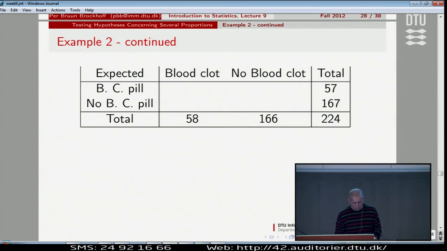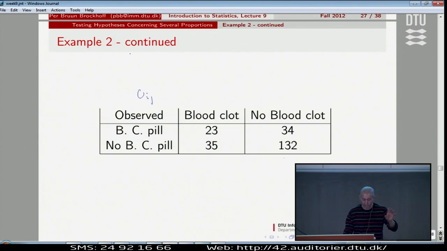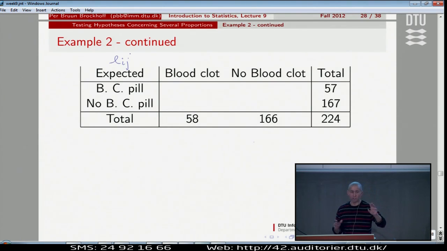Then I need to compute the expected values. That is, I need to compute the E_ij to find the difference between the hypothesis and the data. This is the data. Here I'm going to compute sort of hypothesis-enforced data, you could say, expected data. What is the joint P? I have to compute that one.